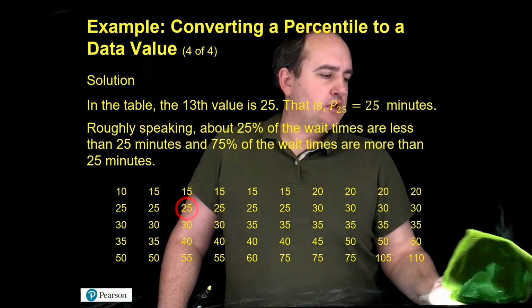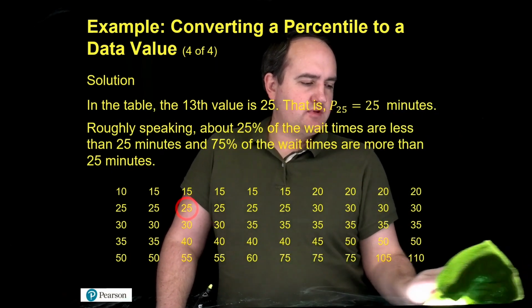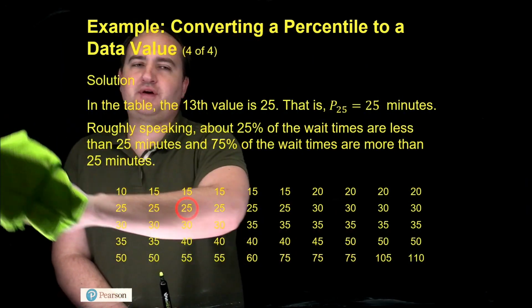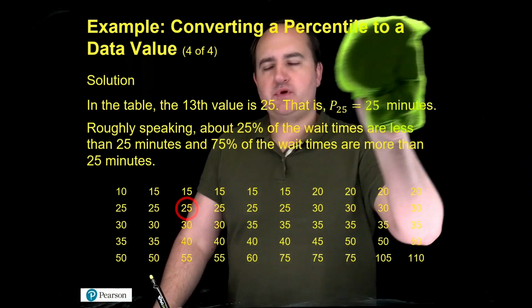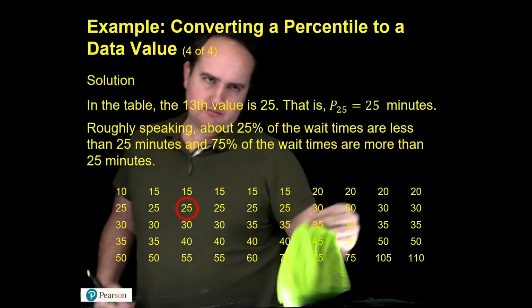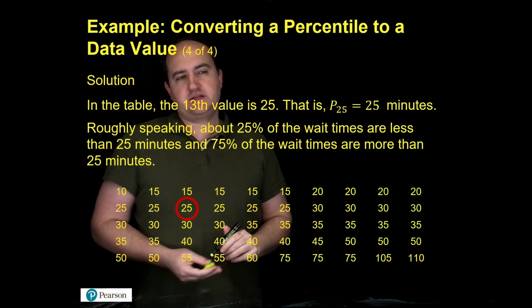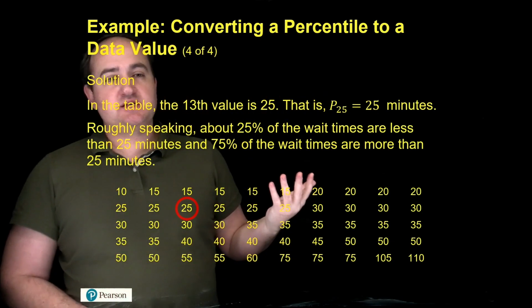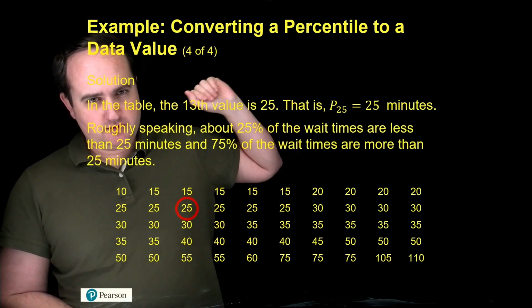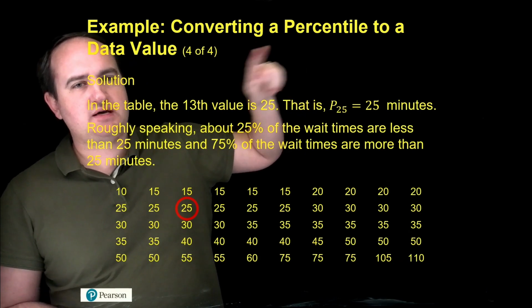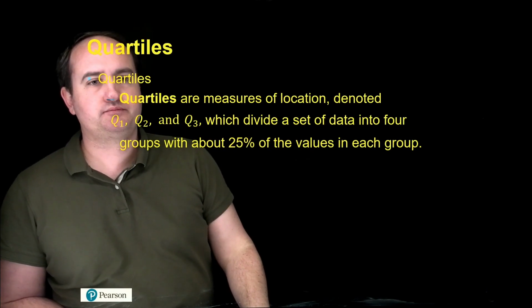The locator and the flowchart can seem a little intimidating at first, but once you get used to them, you're going to find that they're not as bad as they might seem. So that's an example of calculating a data value from a percentile. So, going from a percentile to a data value.